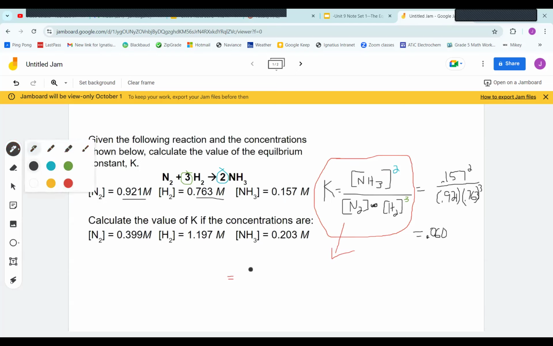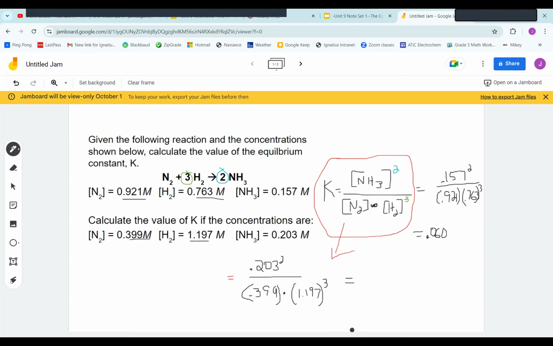So the new circumstances are concentration of NH3, the product, 0.203. Make sure to square that. And then we're going to write the concentration of N2, which is 0.399. And we'll times that by the concentration of H2, which is 1.197. And because of the coefficient in front of the H2, we've got to make sure to cube that.